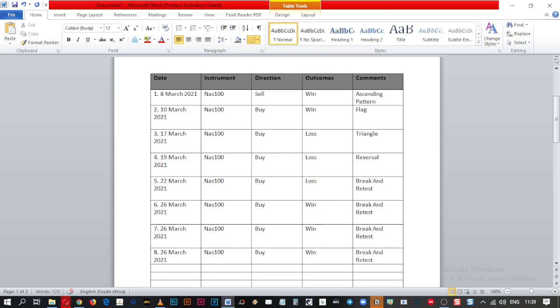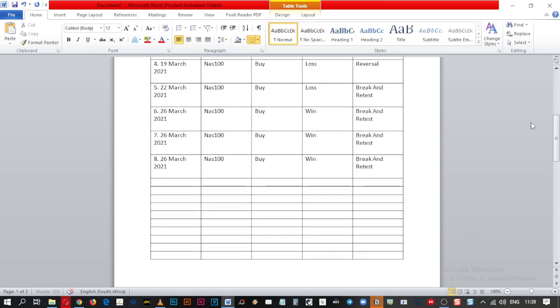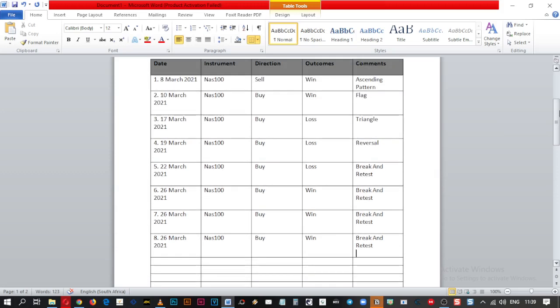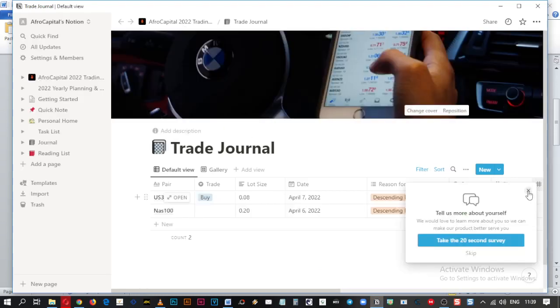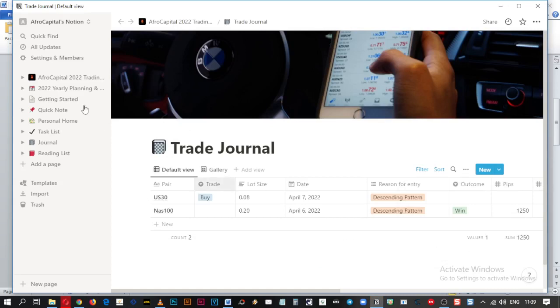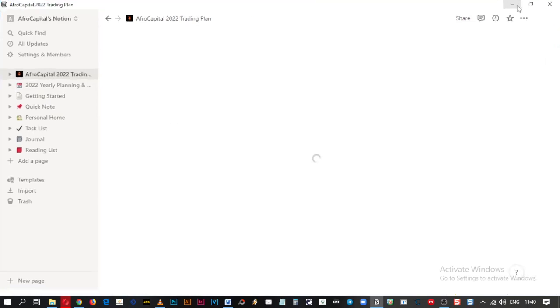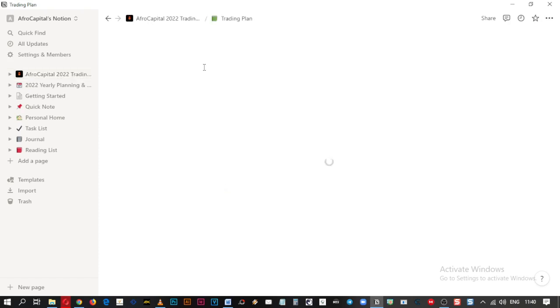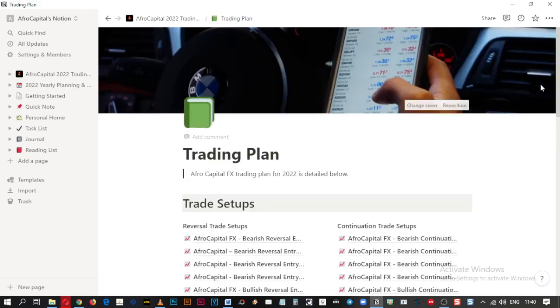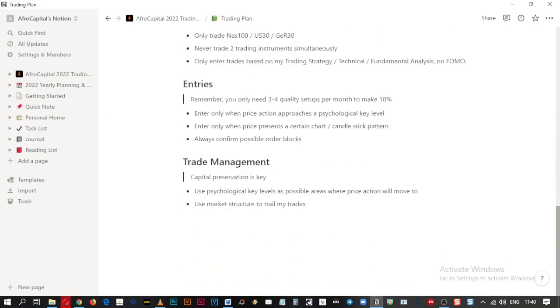So with this one on the 26th, it was basically just sticking to structure. Okay, Notion has opened. We'll try and take the tour some other time. This is Notion. Even though I'm facing some network difficulties at the moment, this is my trading plan. We just have to move fast and forward on it.